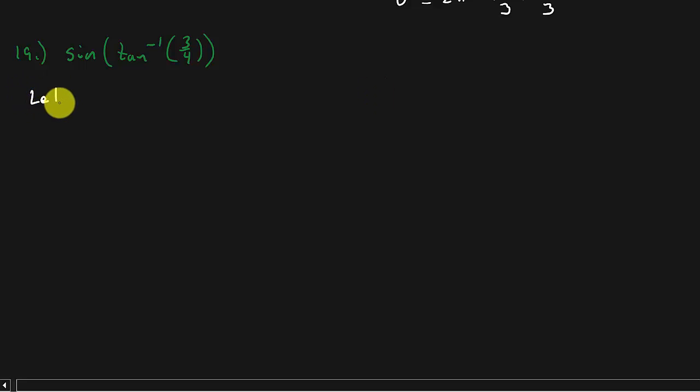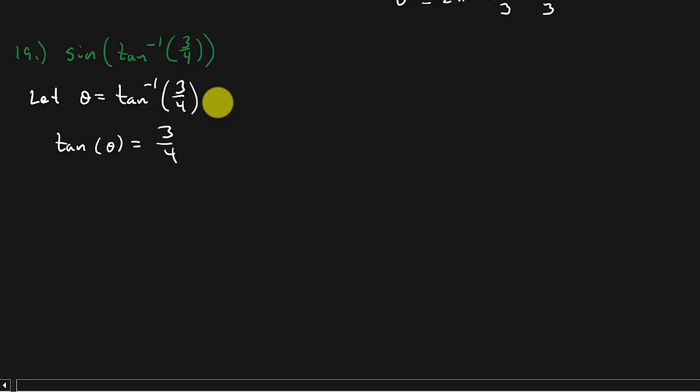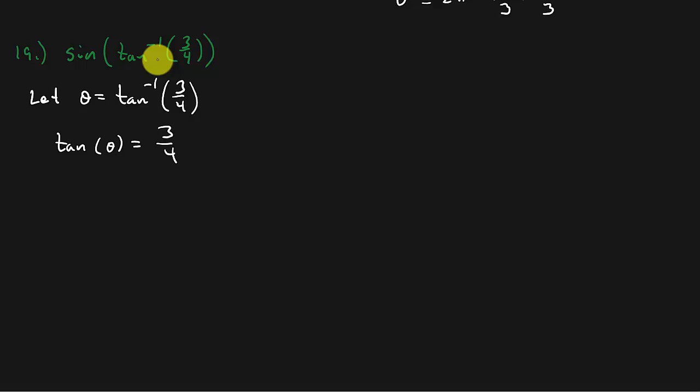So let theta equal inverse tangent of 3/4. So this means tangent theta equals 3/4. All right. How did I get that? Okay, for one, I'm just saying, let theta equal this. I could use x, I could use alpha, I could use beta, whatever. I just picked theta and said let theta equal what's inside those parentheses. Remember, we're working with what's inside the parentheses first.